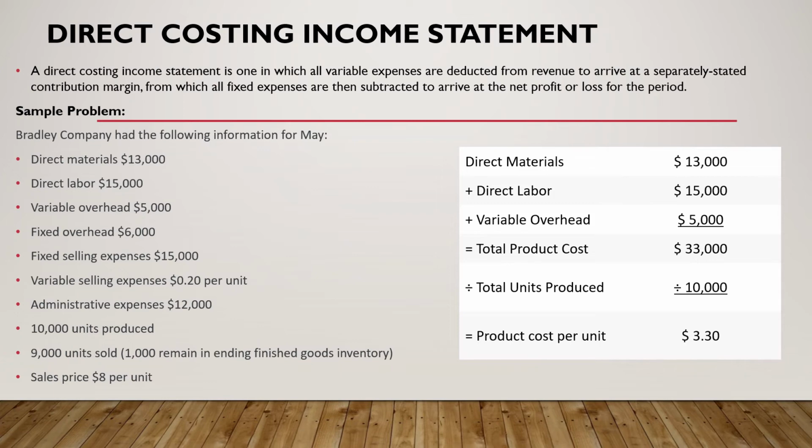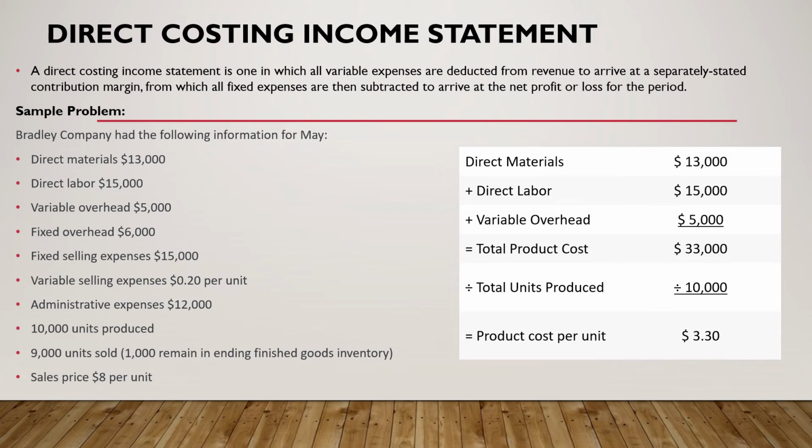Bradley Company had the following information for May. Direct materials 13,000, direct labor 15,000, variable overhead 5,000, fixed overhead 6,000, fixed selling expenses 15,000, variable selling expense 20.20 per unit, administrative expense 12,000. 10,000 units were produced and 9,000 units were sold, with 1,000 remaining in ending finished goods inventory. The sales price per unit is 8 pesos.